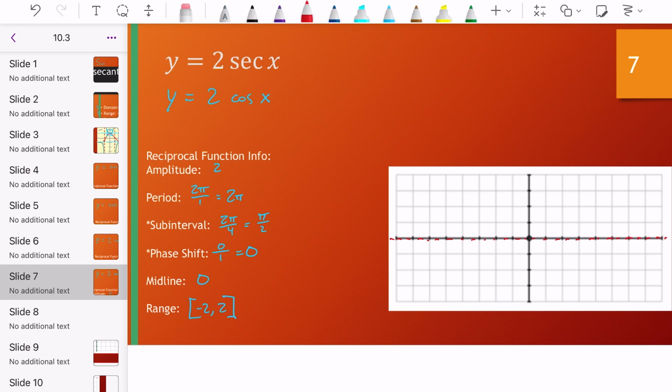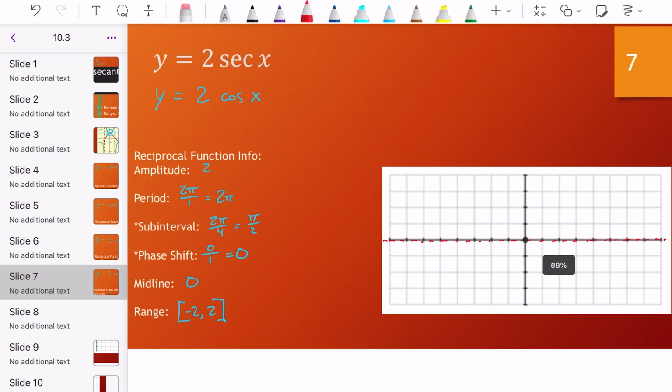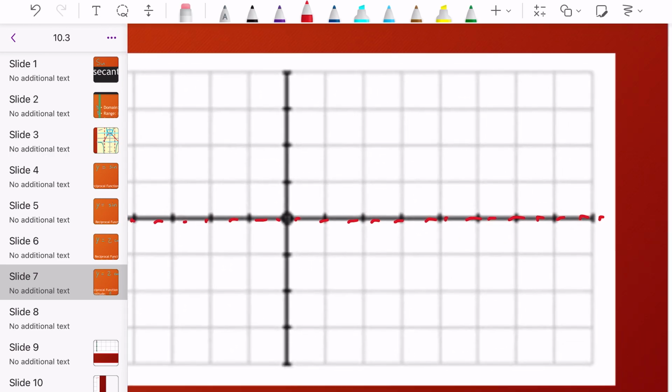We take a look at our subinterval, which is going to be pi over 2, and we're going to go all the way up to 2 pi. So in this case, since our phase shift is 0, 0 would start over here. We're going pi over 2, 2 pi over 2, 3 pi over 2, and 4 pi over 2. That is going to give us the opportunity to make sure that all of our lines are going to be in the right place.